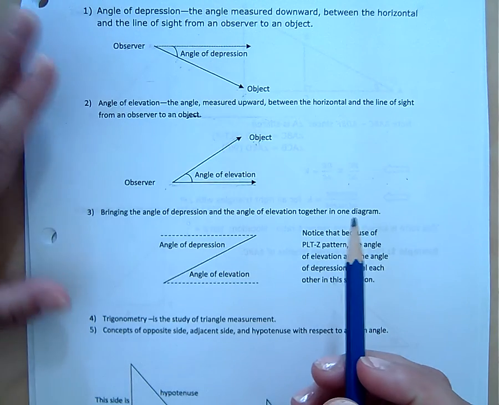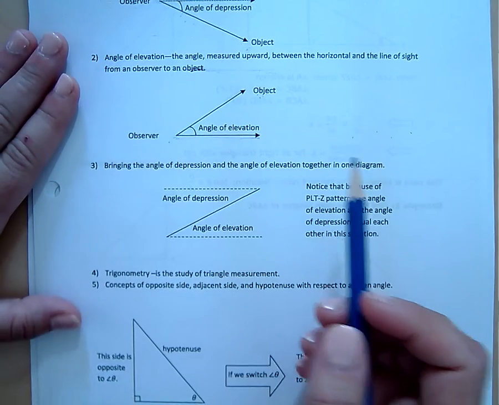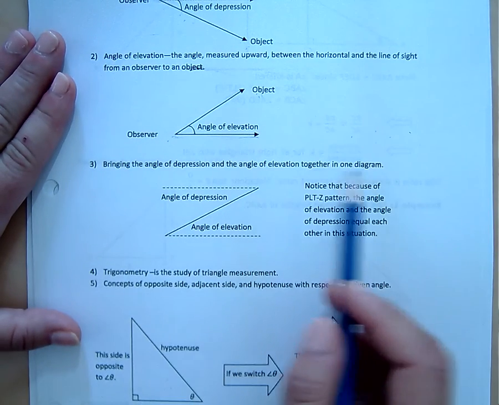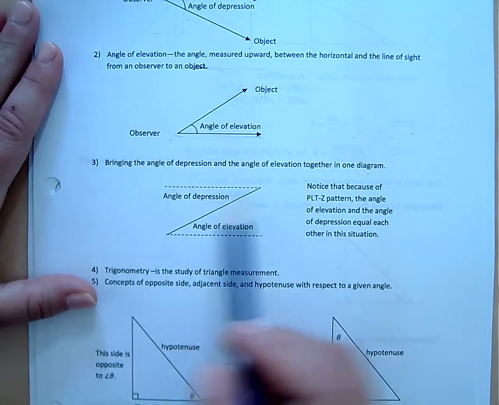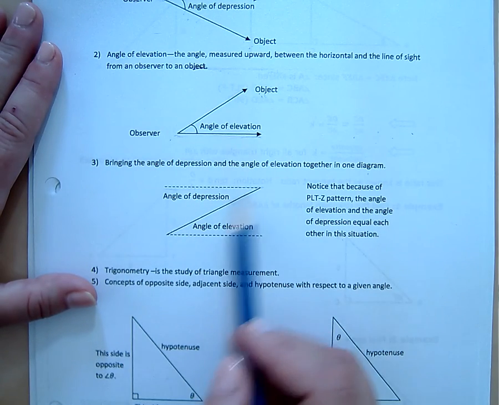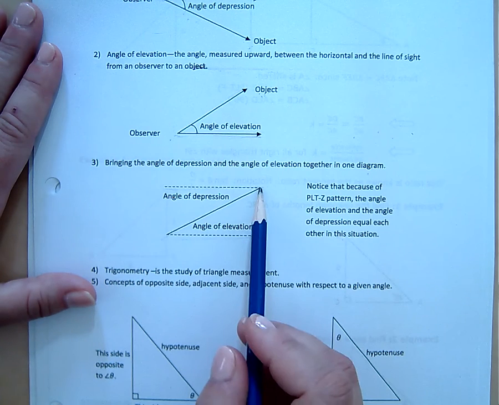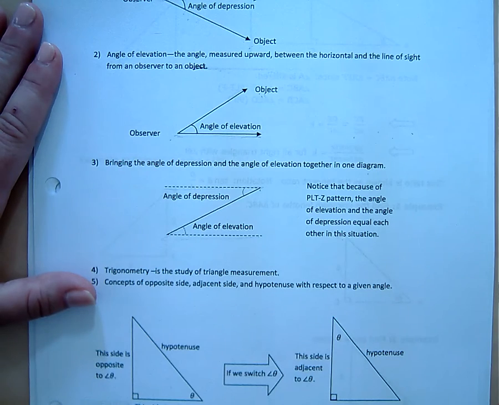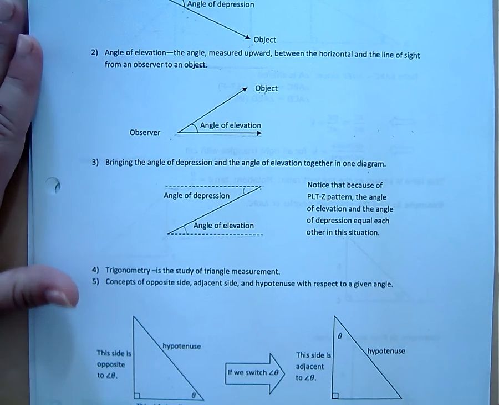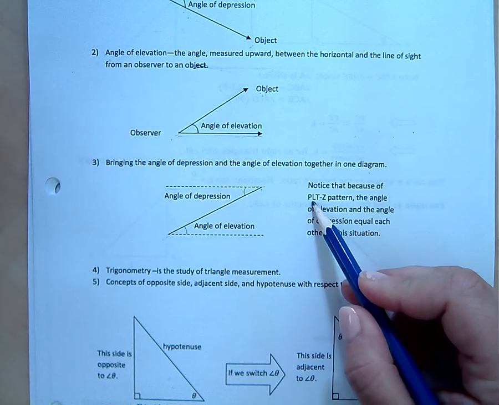Now, interestingly enough, bringing the angle of depression and the angle of elevation together in one diagram, if we put this over this, we get that from the horizontal down is depression, and from the horizontal up is elevation. So I just want you to notice that Z pattern, because we're going to use it later on, and now you know why we went over the Z pattern stuff first, the PLT, parallel line theorem, Z pattern.